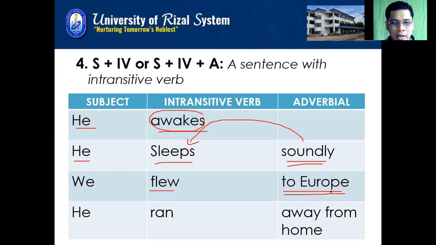Next, he ran away from home. He ran away where? Away from home. Okay, it answers the question where. It describes where the subject ran away. Okay, so that is again SIV or SIVA pattern.